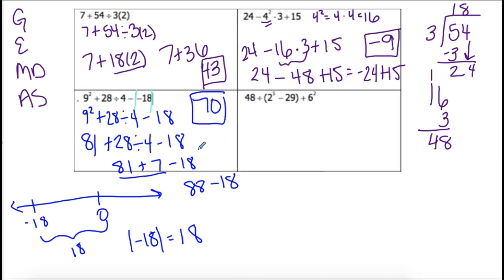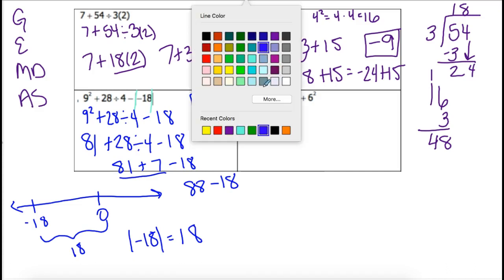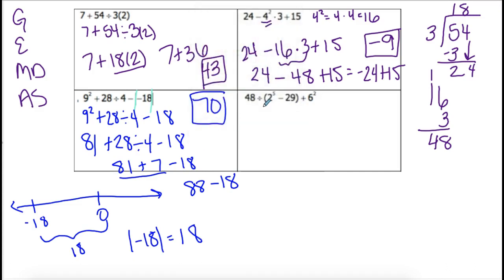Okay, so on this next one, I need to pay attention to what's in my grouping symbols. If I look inside my grouping symbols, I have 2 to the 5th minus 29. 2 to the 5th means I have 2 times 2 times 2 times 2 times 2. 2 times 2 is 4. 4 times 2 is 8.